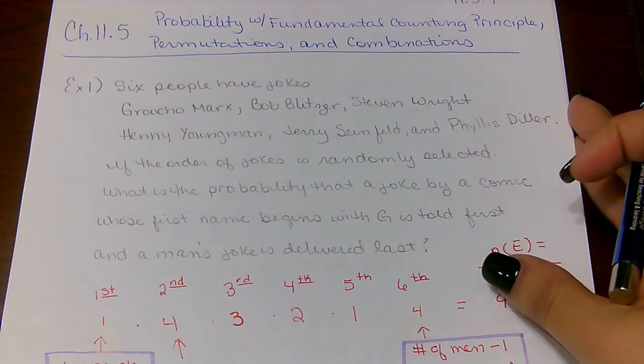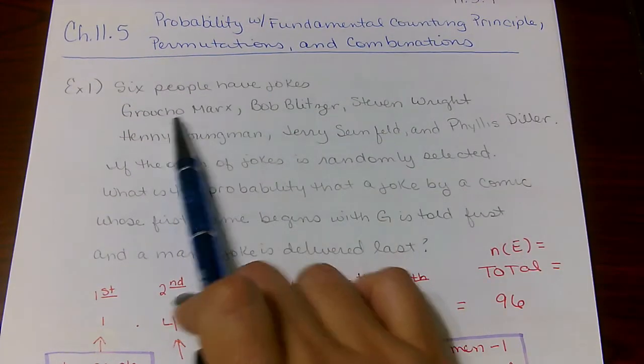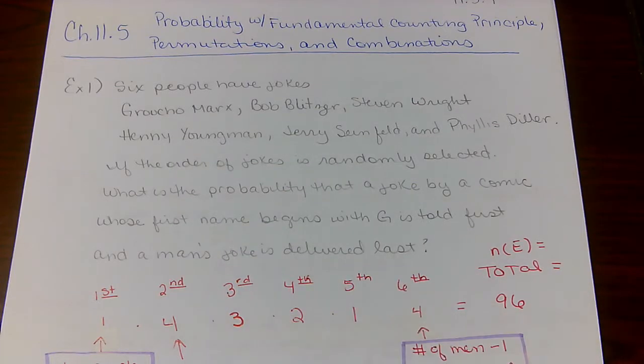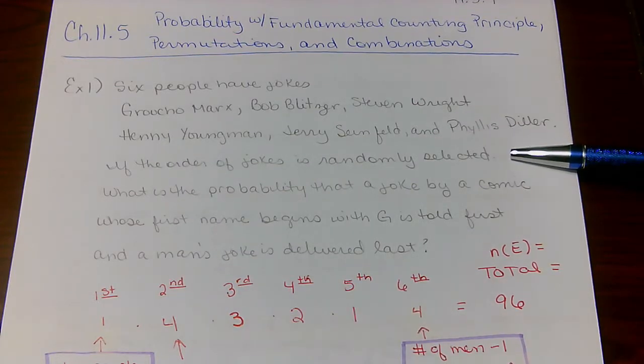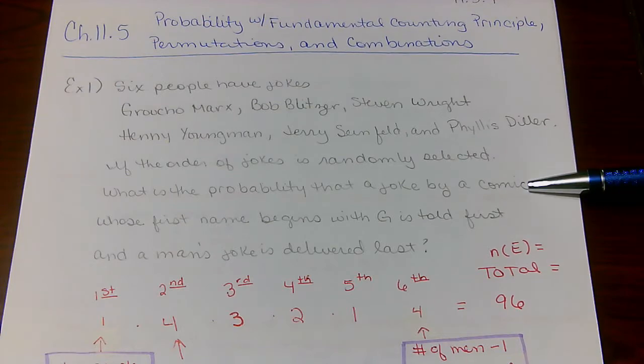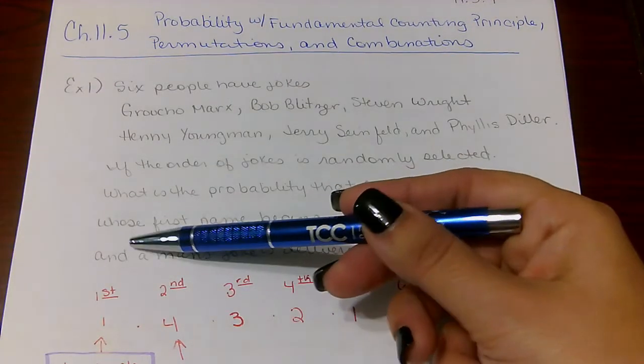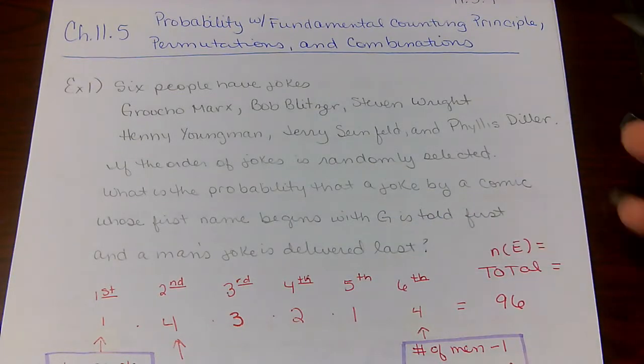Number 1. 6 people have jokes, and then here are listed the 6 people. If the order of the jokes is randomly selected, what is the probability that the joke by the comedian whose first name begins with G is told first, and then the man's joke is delivered last?